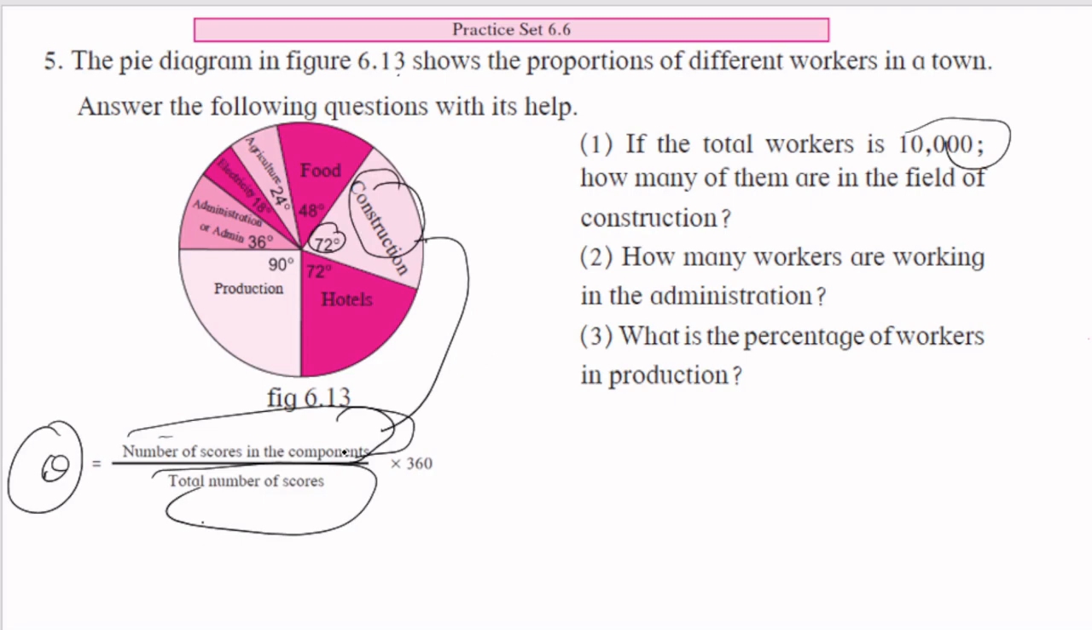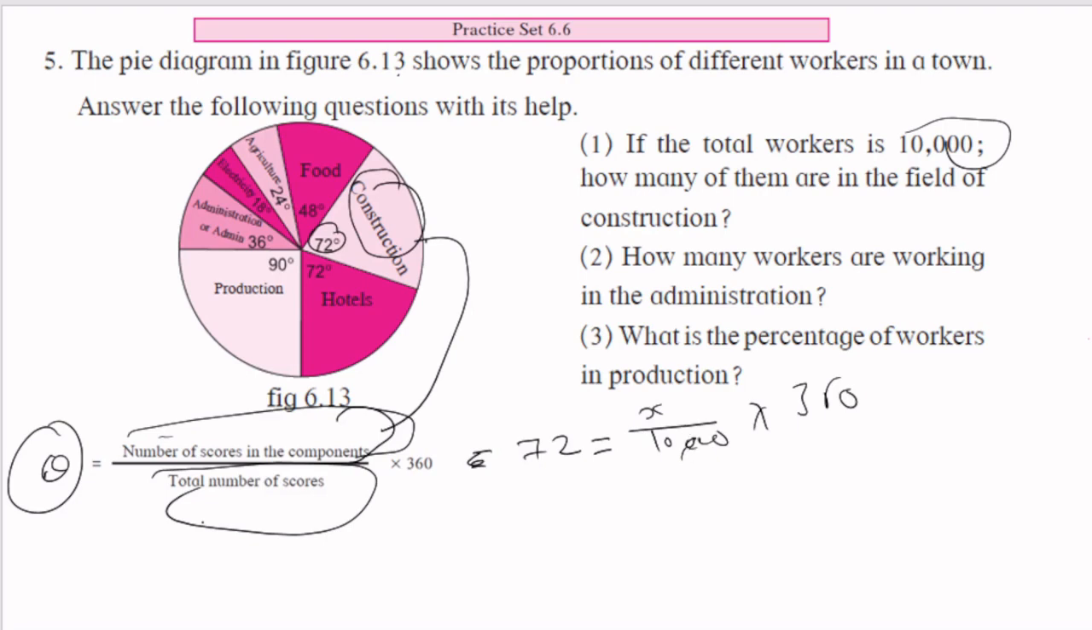There is no separate formula for it, so don't get confused with a lot of formulas. Just remember only one formula. Now here, what you have to do is just substitute the values. What is the value? 72 is the angle. The number of scores in the component that you have to find, the construction part, let's say x. The total is given, 10,000, multiplied by 360. Now calculate and get the answer.